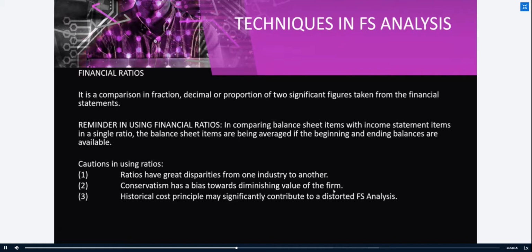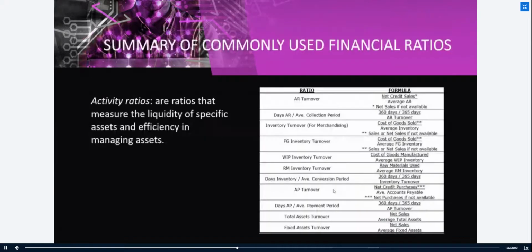Conservatism has a bias towards diminishing the value of the firm, and the historical cost principle may significantly contribute to a distorted financial statement analysis. Now, okay. So, a summary of commonly used financial ratios. Here are the ratios, and then here are the related formulas.